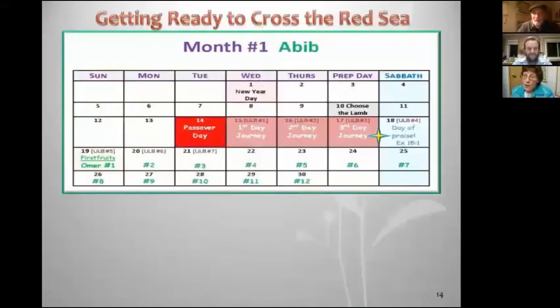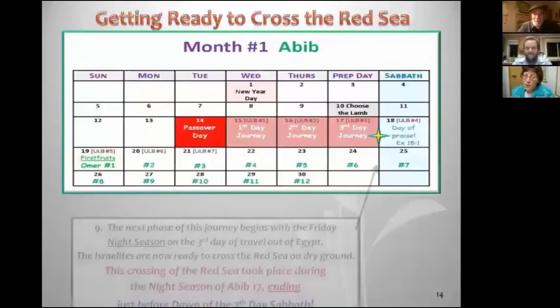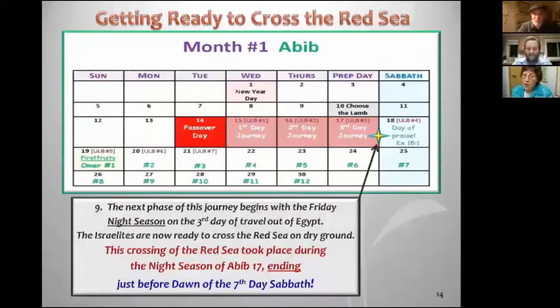So we're getting ready to cross the Red Sea. We've done our 3 days of journey. We're here at the night where we're going to break through. The next phase of this journey begins with the Friday night season on the 3rd day of travel. They traveled all day in the daylight, trying to get out of Egypt, and they are now ready to cross the Red Sea. The sea has been parted. The ground is there. They start going across. And this crossing took the night season of Abib 17, ending just before dawn of the 7th day Sabbath.